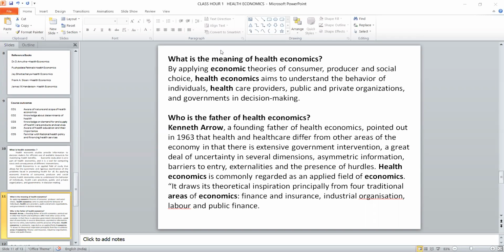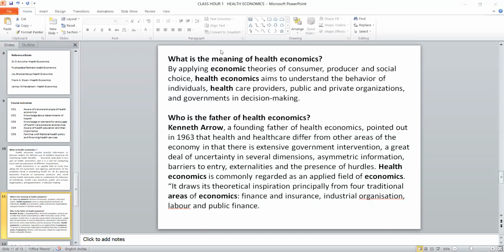The father of health economics, if anybody knows who it is, I think it is on the screen. Kenneth Arrow is called the father of health economics. He wrote a book in 1963 about health economics. In that he mentioned what the need is and how health economics gains its importance in the 20th century. Based on this book, we termed him the father of health economics. And he has given us some valid points.